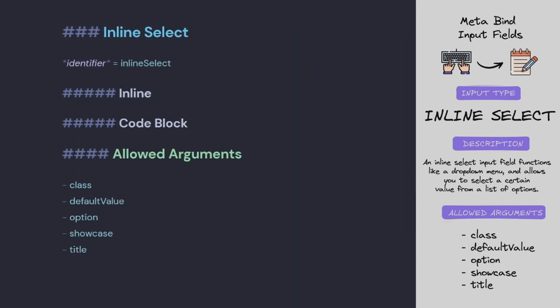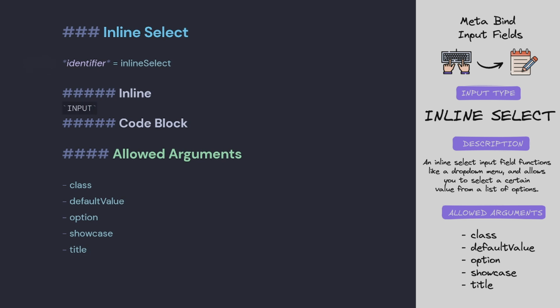We'll now look at the inline select. This input field functions like a drop-down menu and allows you to select a certain value from a list of options. The options can be added using the option argument. It's allowed inline and in a code block, and the identifier is inline select. So we'll start with the inline.